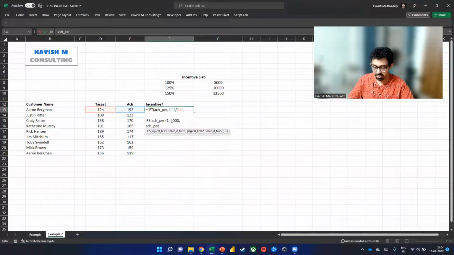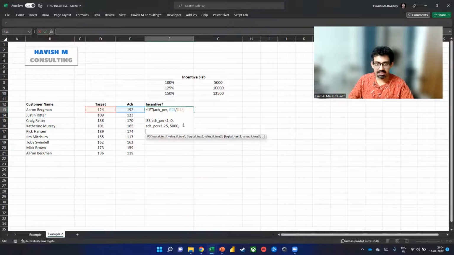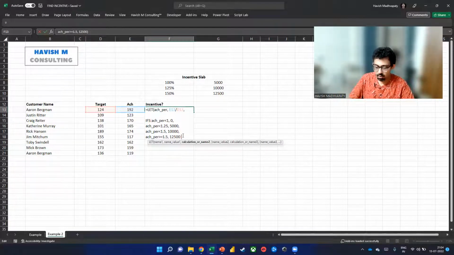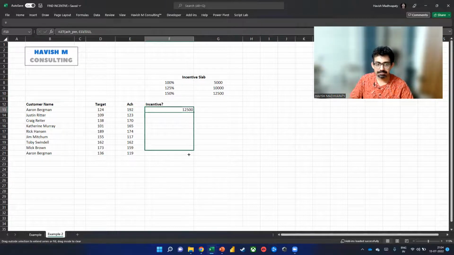If my achievement percentage is less than 1.25, then it is 5,000. This should actually be 0. And let's continue this. If my achievement percentage is less than 1.5, then it is 10,000. And finally, if my achievement percentage is greater than 1.5, then I would like to give 12,500. This, everyone, will be greater than equal to. So let's look at the results.